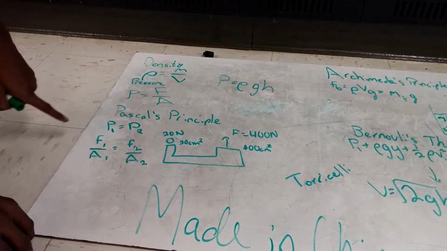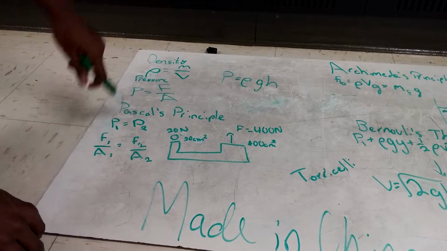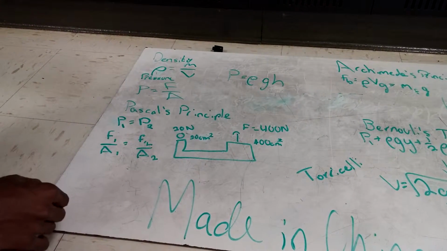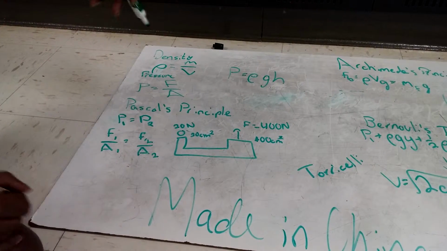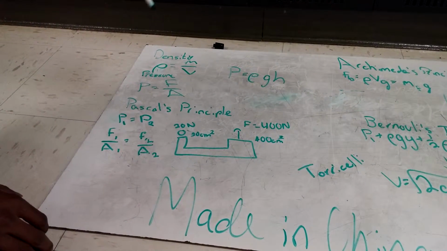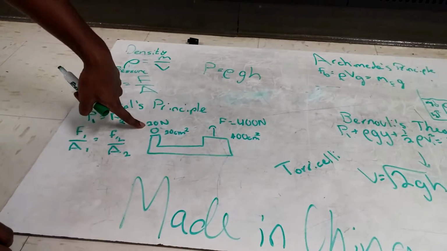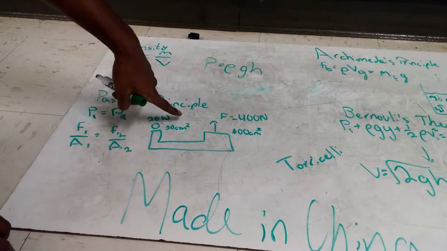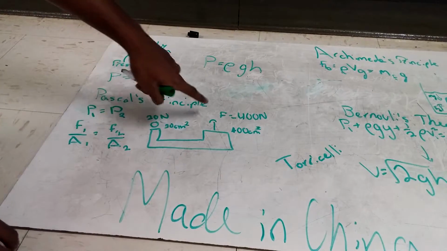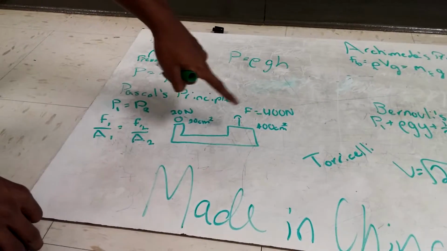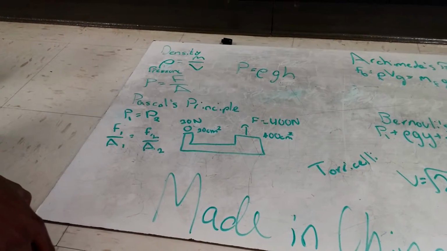These three lead us to Pascal's principle, which states that if an external pressure is exerted upon a fluid that's confined, the pressure increases throughout the fluid evenly. This gives us P1 equals P2 and allows us to exert a 20 Newton force on a 20 centimeter squared surface and get a 400 Newton force out of a 400 centimeter squared surface.